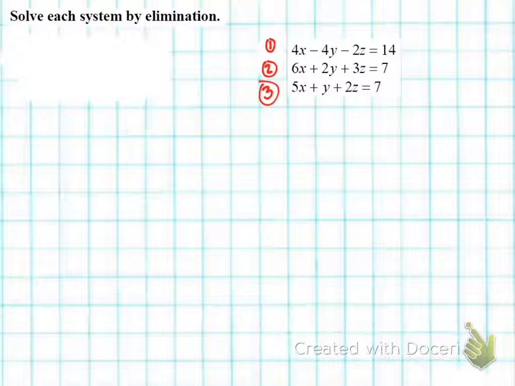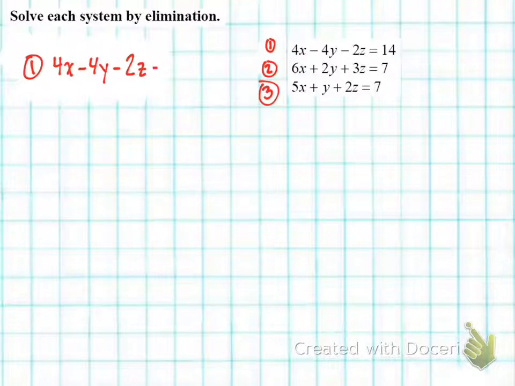Why do you think that? Good, because it's smaller. Okay? So, we want all my y's to be equal to 4. So, starting off with 1. Let's just start over here. You got 4x minus 4y minus 2z is equal to 14.